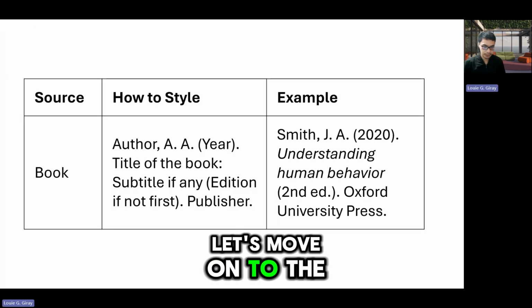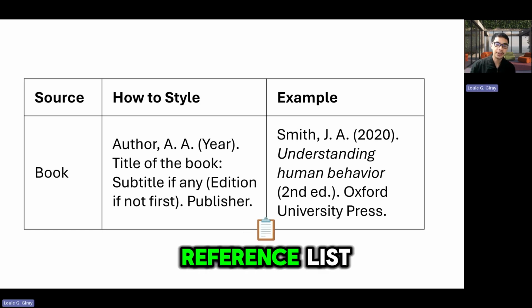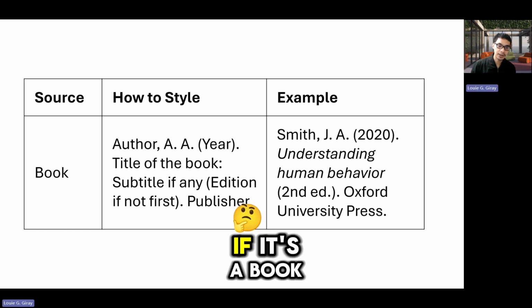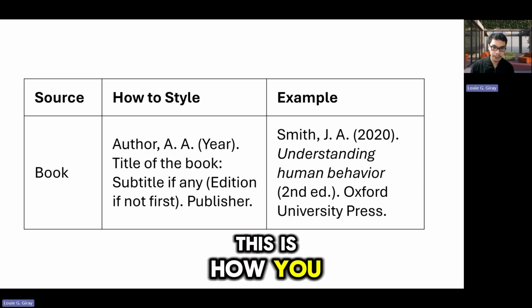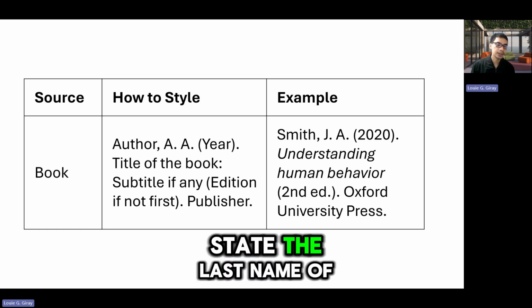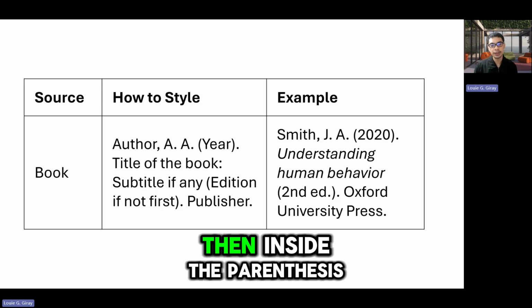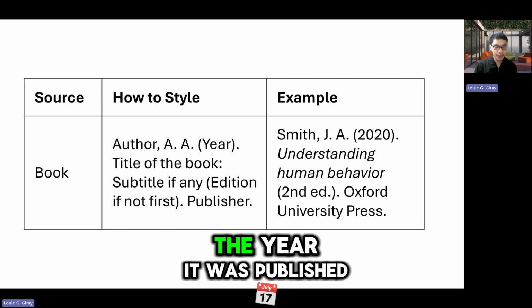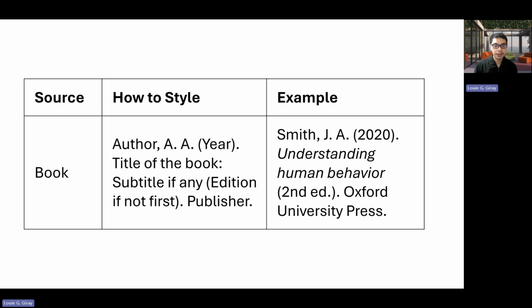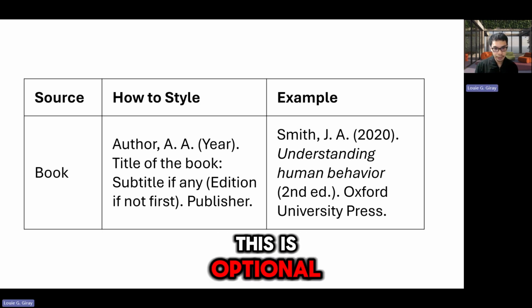Let's move on to the reference list. If it's a book, this is how you do it. State the last name of the author, then the initials, then inside the parentheses, the year it was published, then the name of the book. It should be italicized.